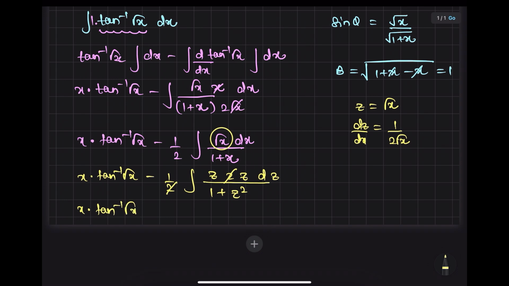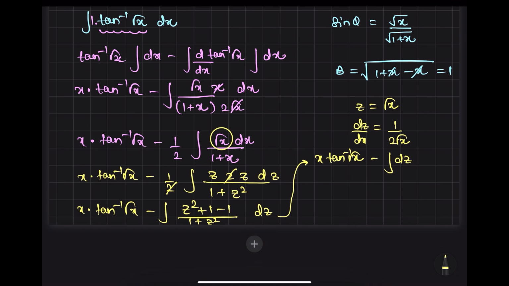x tan inverse root x minus z square over 1 plus z square dz. So what I'll do, I'll add 1 and subtract 1 for simplifying things. So it will look like x tan inverse root x minus dz plus dz by 1 plus z square.